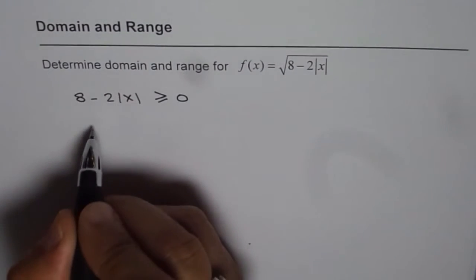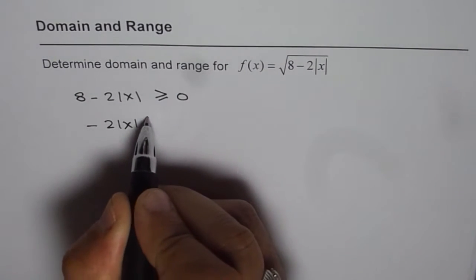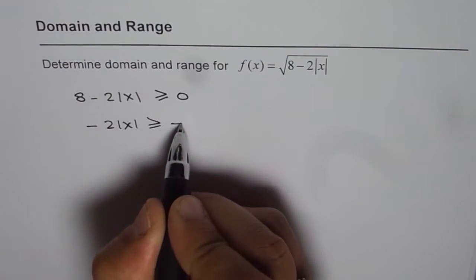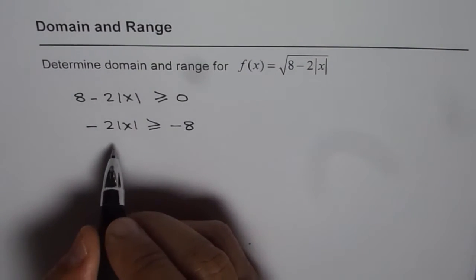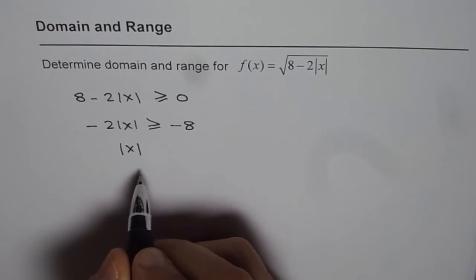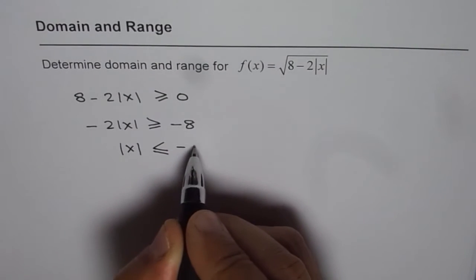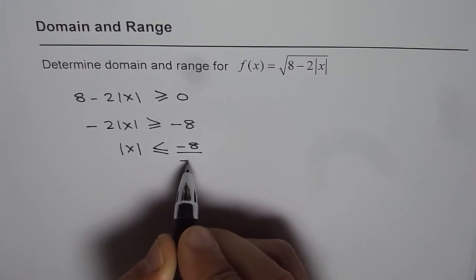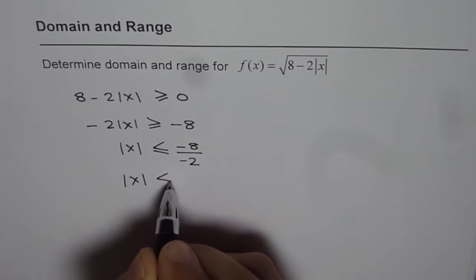Solving, we get minus 2 absolute x is greater than or equal to, we'll take 8 to the other side, which is minus 8. Now we can divide by minus 2. Whenever you divide by a negative number, the inequality sign also changes. So it becomes less than or equal to minus 8 divided by minus 2. That means absolute x should be less than or equal to 4.